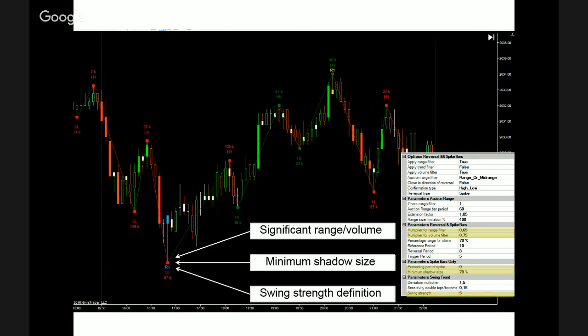So these couple of settings here is what will allow you to customize signals according to your own risk tolerance level. As you see here, I have a pretty conservative requirement for the shadow size here, set to 70%. And yeah, I found this to be more reliable as the price rejection is more defined.